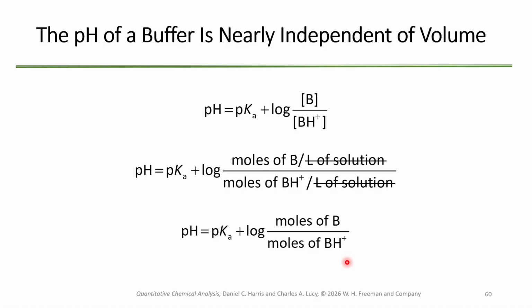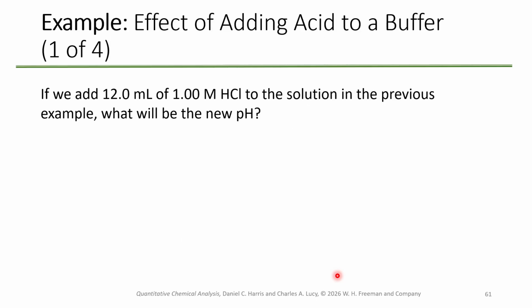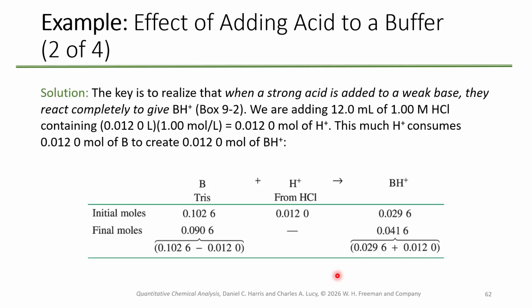All right. Remember, the pH of your buffer is going to be nearly independent of your volume because your volume is the same for both of these. So notice that volume actually ends up canceling out in this equation. So all that really matters is the moles of the base and moles of the acid. Okay? And they have to be a conjugate acid-base pair.